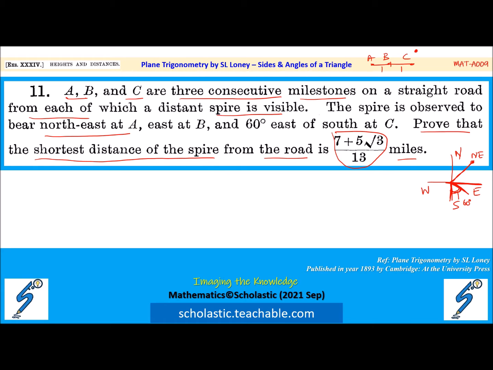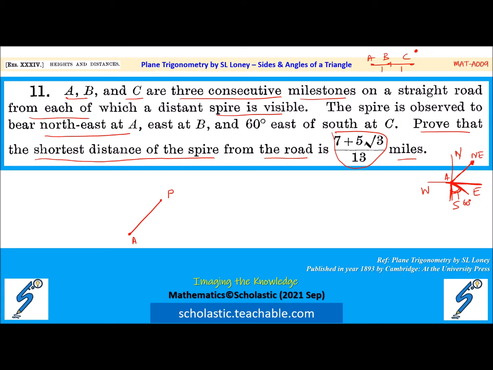So let's take the spire is somewhere here. So we take it as P. And then where should be the point A? So it says that point A, if you observe from point A, the spire is at northeast. That means if this is A, the spire is here, northeast. That means we can draw a line from spire like this, and on top of this line somewhere here, point A will lie. That means if you look from A, spire is at northeast.